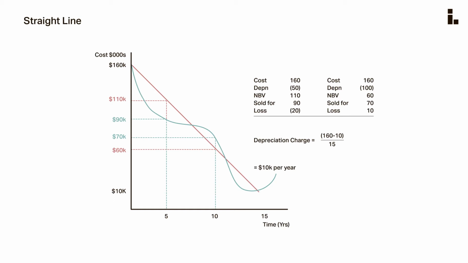So in year 5, our digger would appear in our balance sheet as a cost $160,000, less the accumulated depreciation. That's 5 years at $10,000 per year equals $50,000, which is $110,000. In year 10, our digger would appear in our balance sheet as cost $160,000, less accumulated depreciation. That's 10 years at $10,000 per year, which equals $100,000, which is $60,000. Now, you know as well as I do that the value of the digger does not move in a straight line.